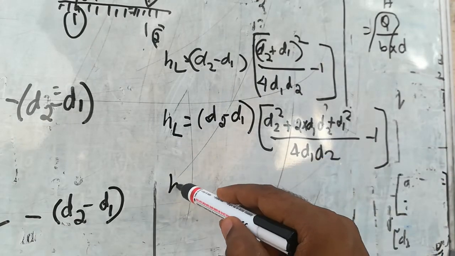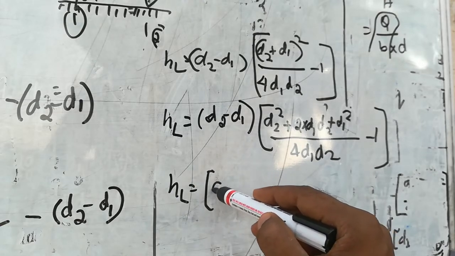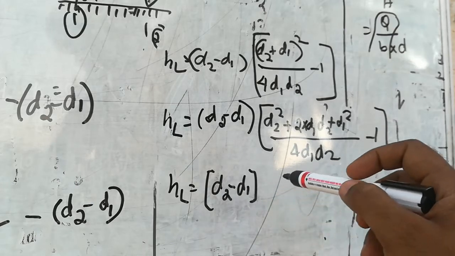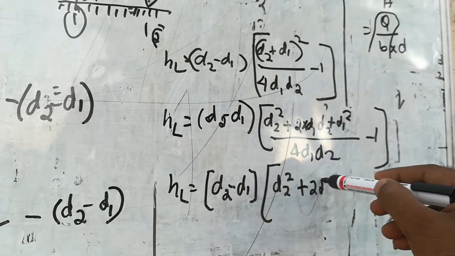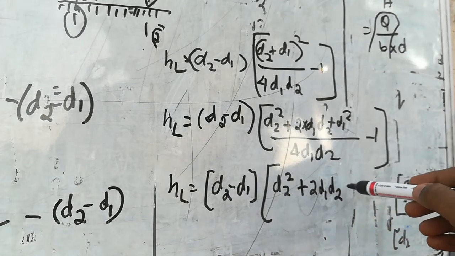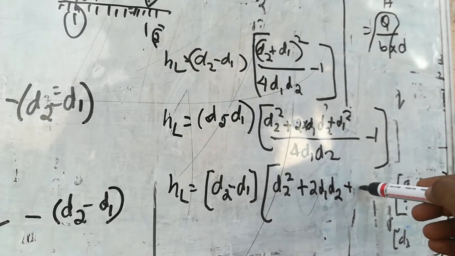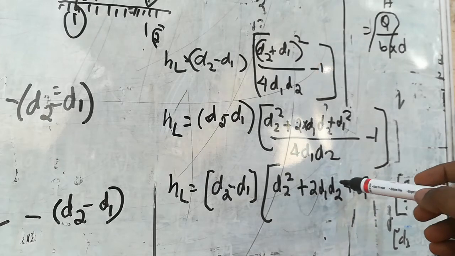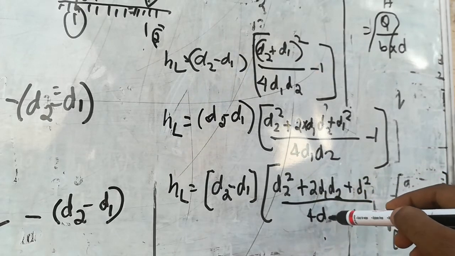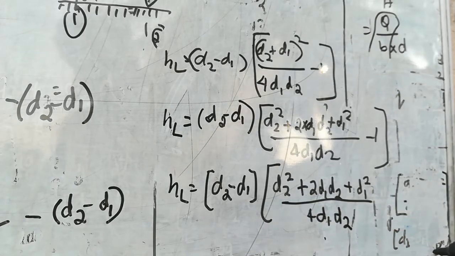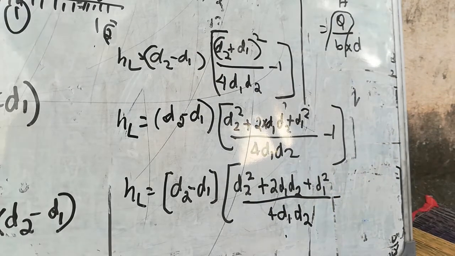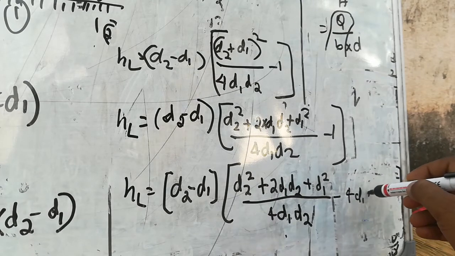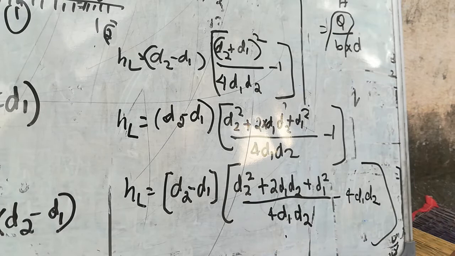So then energy loss is equal to d2 minus d1 and d2 square plus 2 d1 d2 plus d1 square, divided by 4 d1 d2, minus 4 d1 d2. That is the energy loss formula.